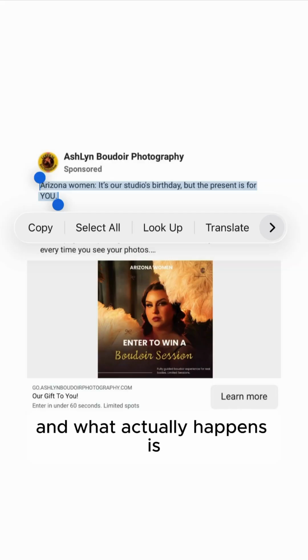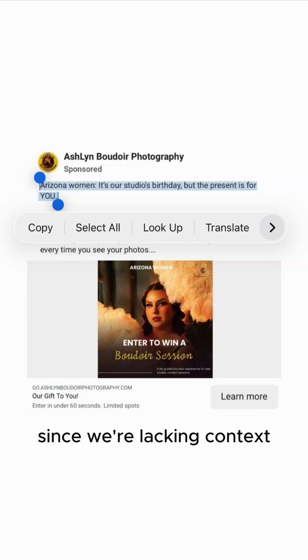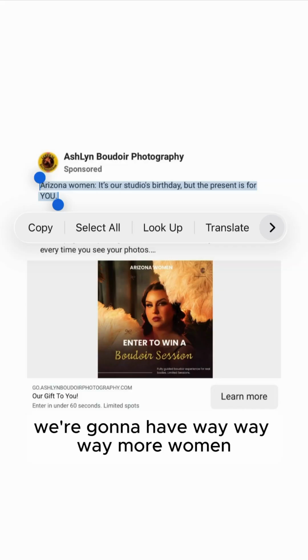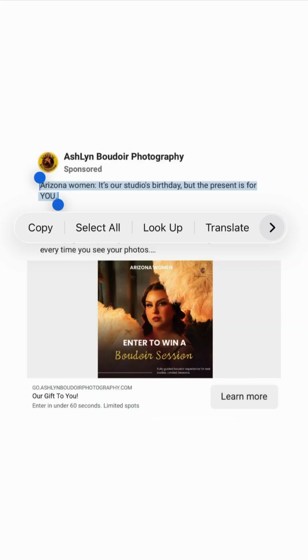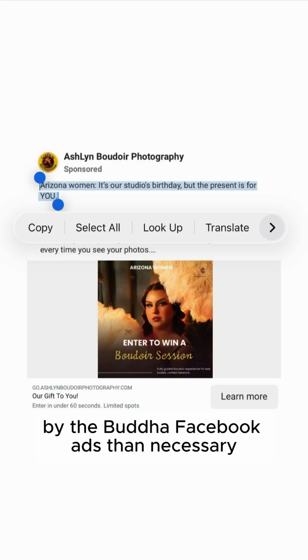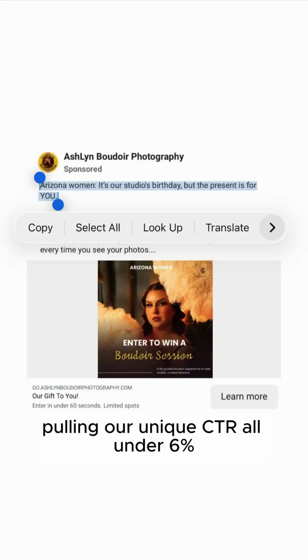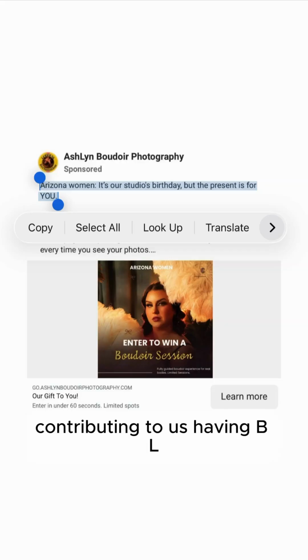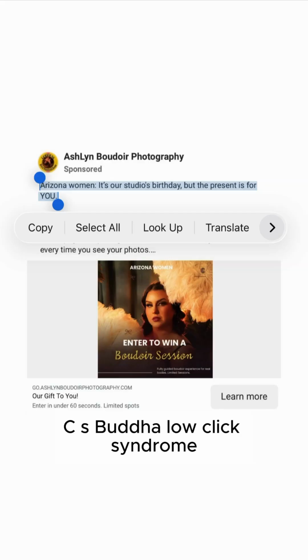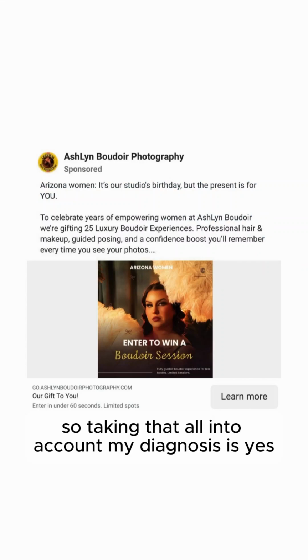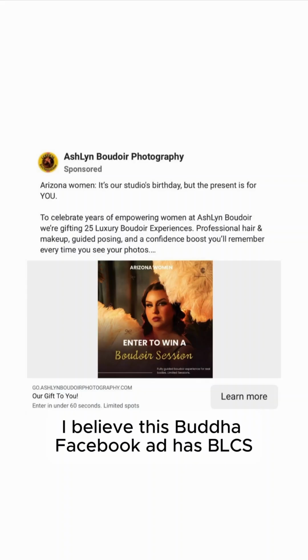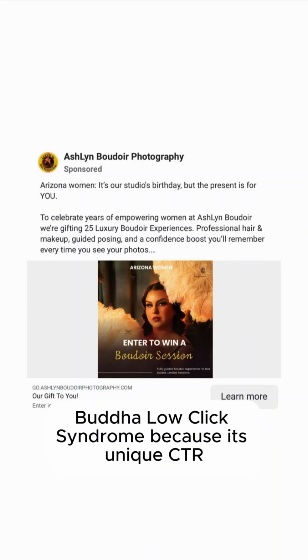What actually happens is, since we're lacking context, we're going to have way more women scrolling by our Boudoir Facebook ads than necessary, pulling our unique CTR all under 6%, contributing to us having BLCS, Boudoir low click syndrome. So, taking that all into account, my diagnosis is yes, I believe this Boudoir Facebook ad has BLCS, Boudoir low click syndrome, because its unique CTR all is under 6%.